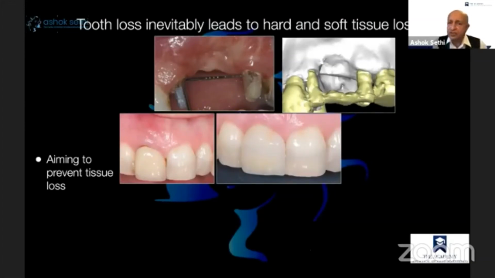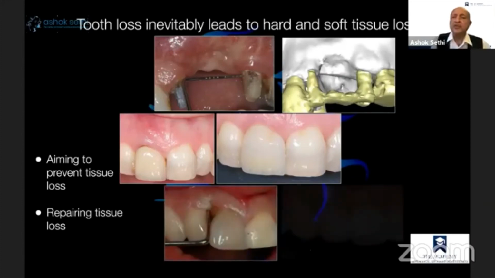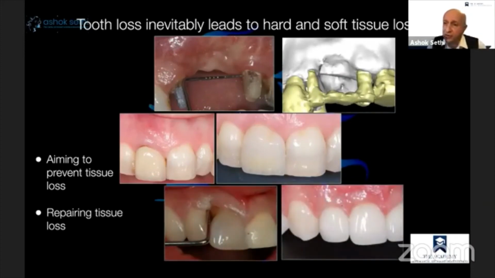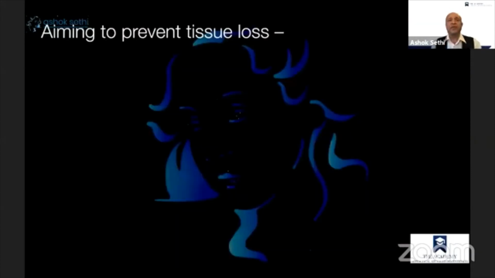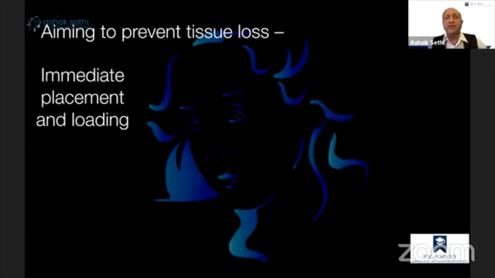So you can see the preoperative image on the left-hand side and the postoperative, the definitive crown, on the right-hand side. And this has been done immediately. So we've preserved our tissues. However, if tissue loss does take place, then you need to know how to repair or replace the tissues that have been lost. And of course, that requires augmentation. So if you're preventing tissue loss, we would use immediate placement and loading. And of course, you've got to meet certain conditions with respect to that.